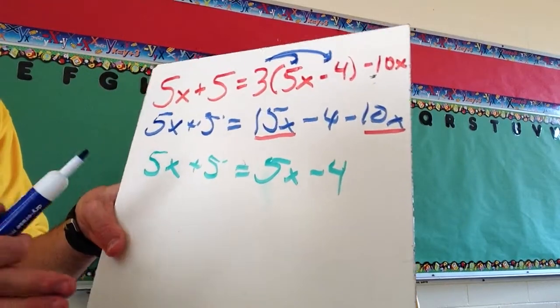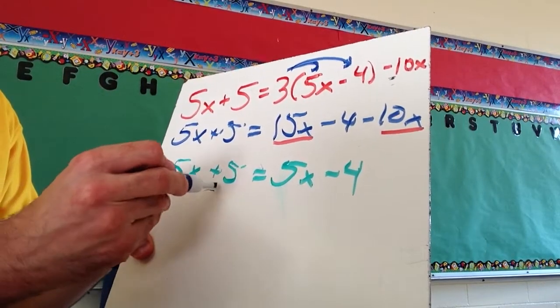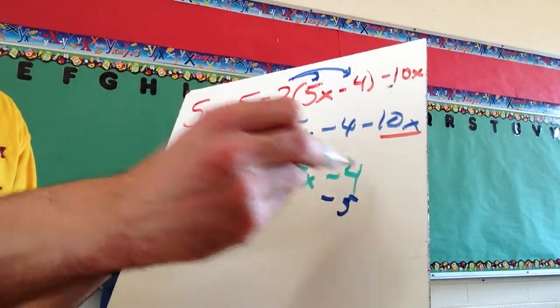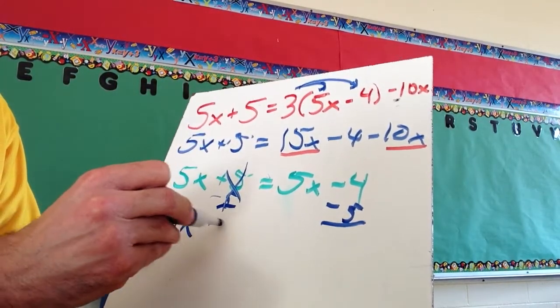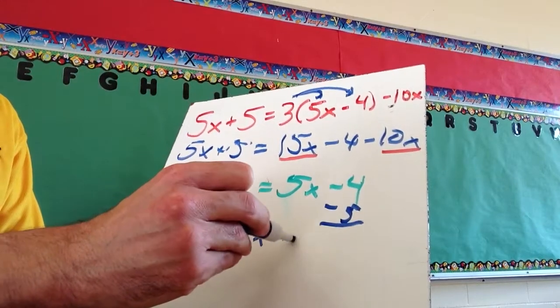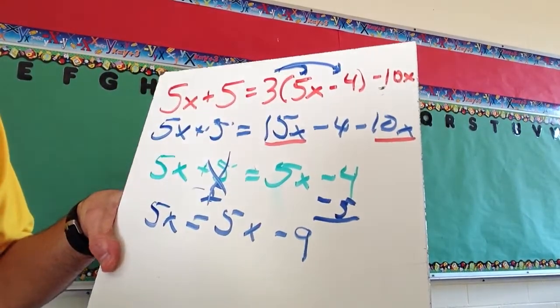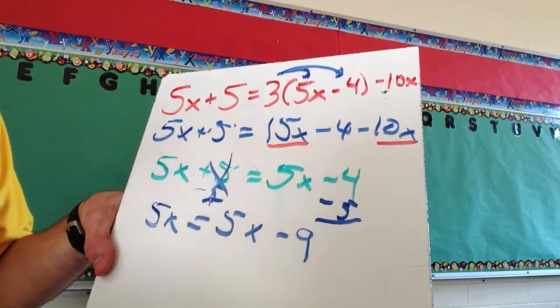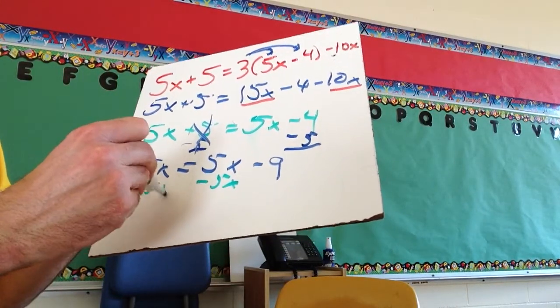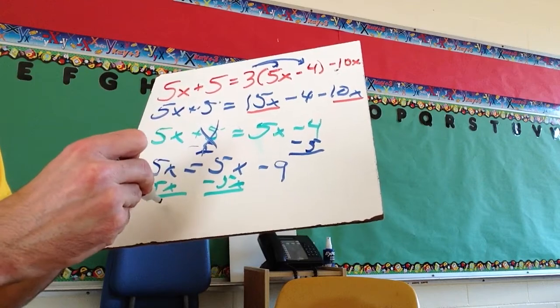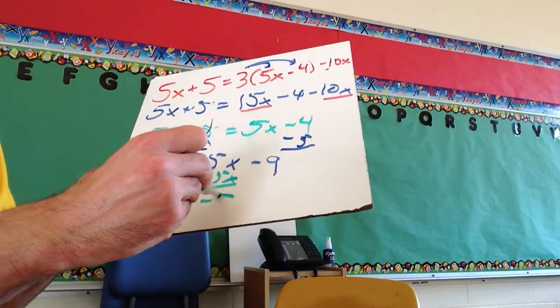One thing I could do, let's say, is subtract 5 from both sides. So I subtract 5, and I'm left with 5x equals 5x minus 9. Remember, negative 4 minus 5 is negative 9. And then what I would do is subtract 5x from both sides. And I'm left with 0 equals negative 9.